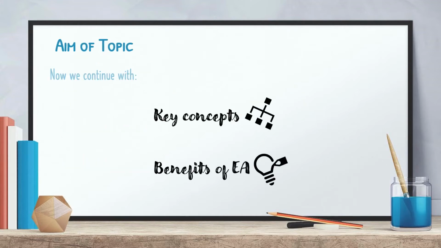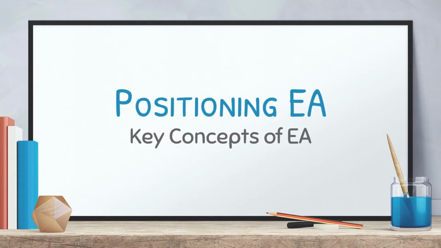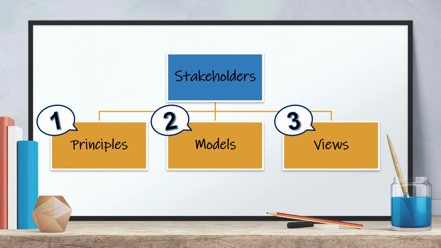In this video, we will discuss the key concepts and benefits of EA. Enterprise architecture acts as an active planning and steering instrument, which can be used to translate strategy into programs and projects. It revolves around four main components, which are principles, models, views, and frameworks. However, we are going to discuss only three components here, which are the principles, models, and views, while the framework will be discussed later in module 2.